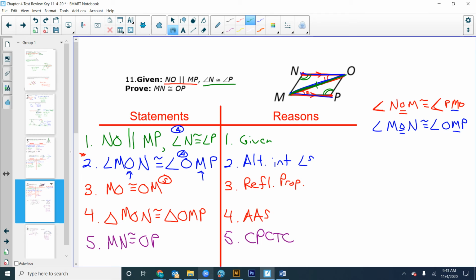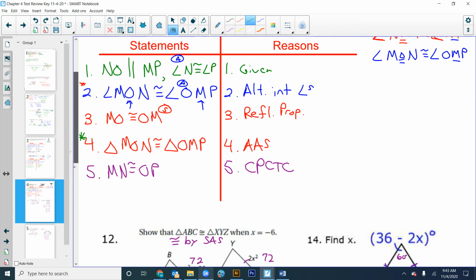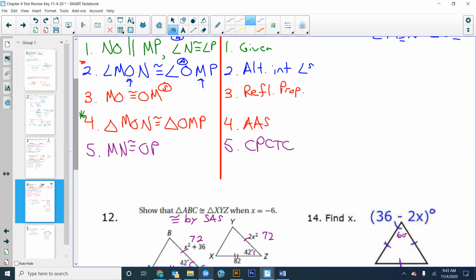So do we stop after step 4, after we prove the triangles congruent? No, this is CPCTC, isn't it? Why is that, Casey? Because we're trying to prove a line or a segment. Yeah, we're trying to prove either segments or angles are congruent. So we're going to use CPCTC. That's only used after we've proven the triangles congruent. So step 5, and the reason is CPCTC.